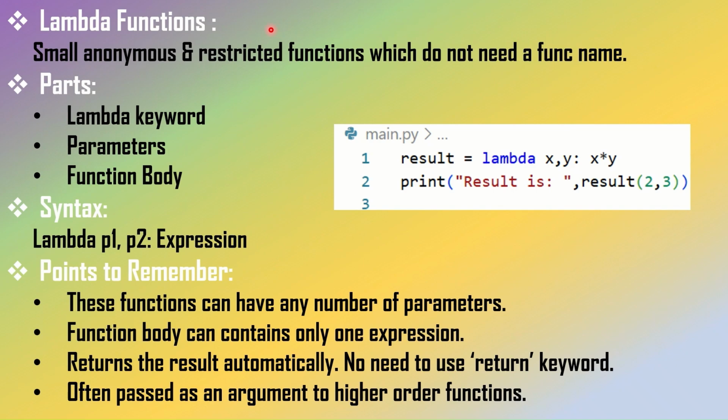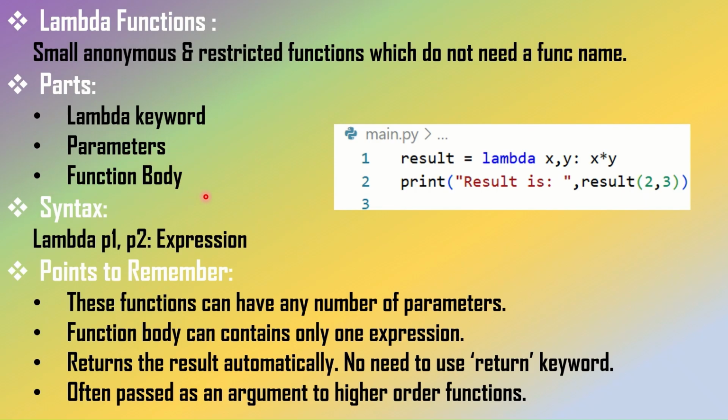In our previous sessions, we have seen functions in Python, right? More likely, we have seen normal functions in Python that are usually defined with the def keyword. So in the category of functions, we have these Lambda functions as well. These Lambda functions are small, anonymous, and restricted functions, which are used for very simple operations for a short period of time and do not require any function name. That's why, since these functions do not require a function name, Lambda functions are also known as anonymous functions in Python. And these Lambda functions usually consist of three essential parts: the Lambda keyword, followed by the parameters and the function body.